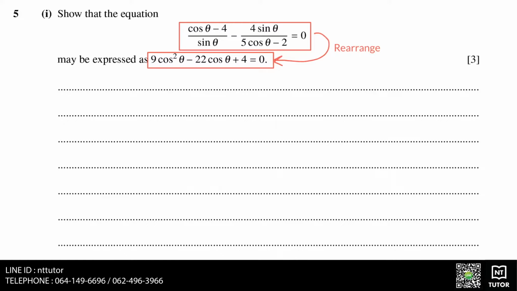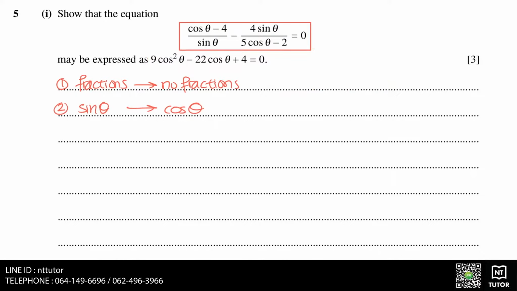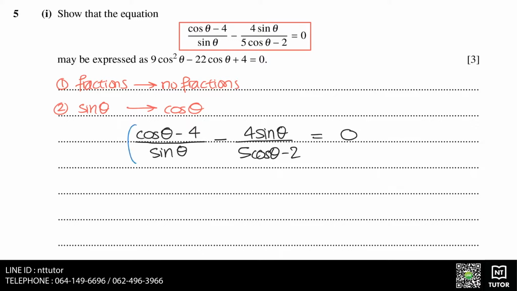If we look at the first expression, it has fractions and it also has a sine theta and a cos theta. But then if you look at the expression we want to rearrange it into, it has no fractions and all the trigonometric terms are cos theta. So what we should be doing to turn the first expression into the second expression is to get rid of all the fractions and to turn all the sine thetas into cos thetas. We can get rid of the fraction or get rid of the denominator by multiplying both sides by the denominator.